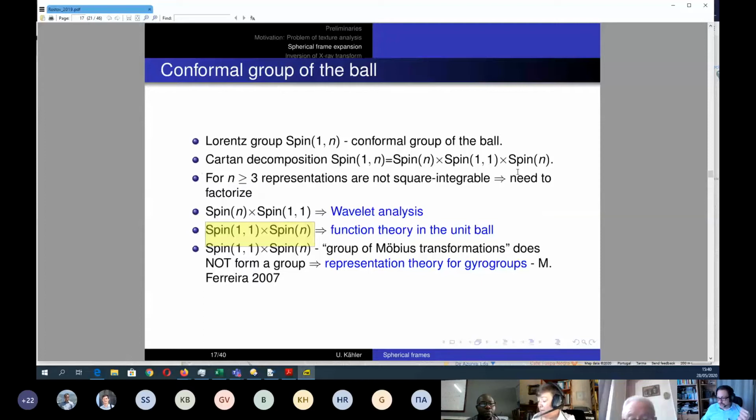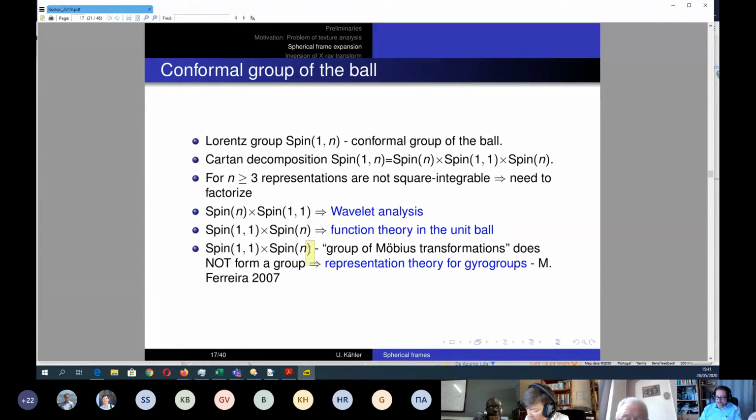That is usually what is used in the literature when you look for functions in the unit ball. If you look at the unit ball in R^4 and its function theory, this is basically what is used. Mostly you will find Spin(1,1) times Spin(n) called the group of Möbius transformations. The point is, it's actually not true: it does not form a group, but it's usually called a group. Persons will sometimes say group of Möbius transformations up to rotations, pointing out that if you join the rotations, then you have the entire group, and that is indeed a group. But there's a certain ambiguity in the literature.